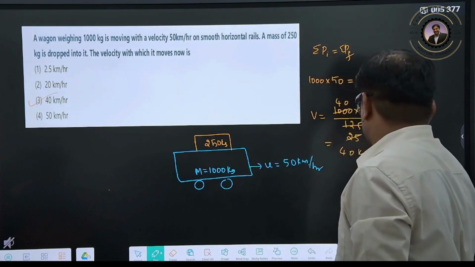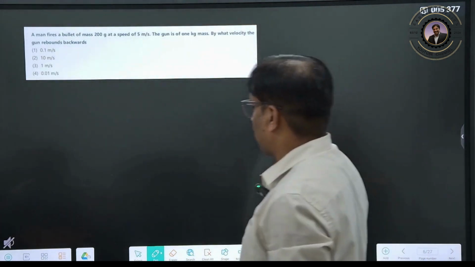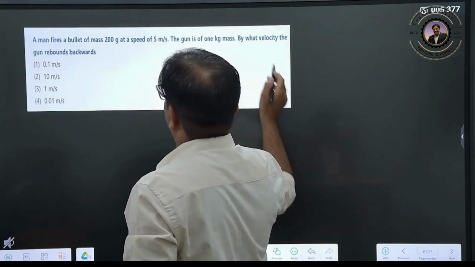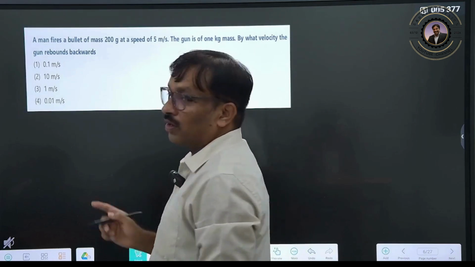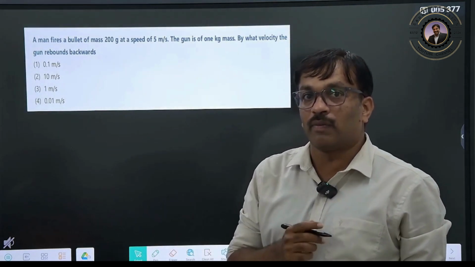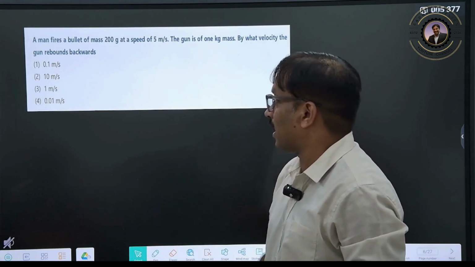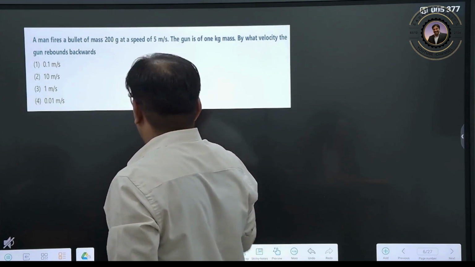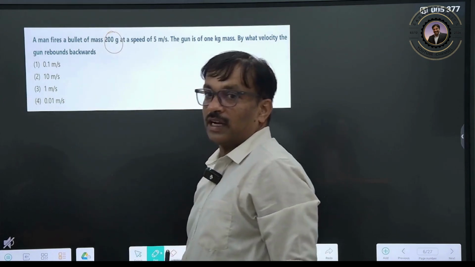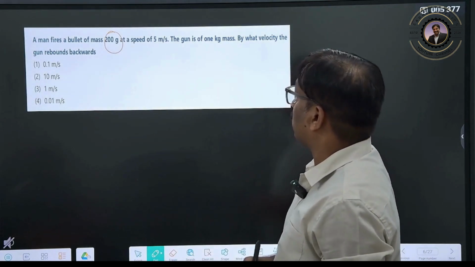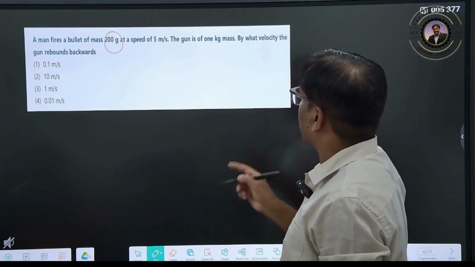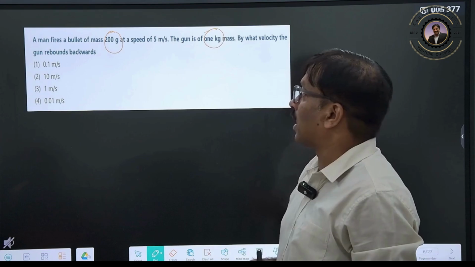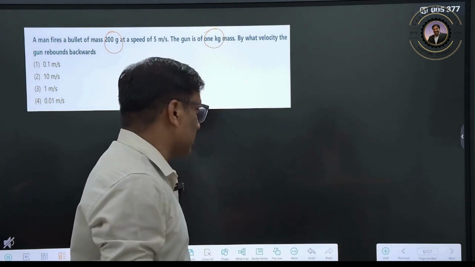Clear? So now let us see one more concept, one more question. Just now I told you about the bullet and gun, exactly the same. So a man fires a bullet. What is the bullet mass now? Bullet mass is 200 grams, at a speed of 5 meters per second. The gun has 1 kg mass. So by what velocity will the gun rebound back? Very simple concept.